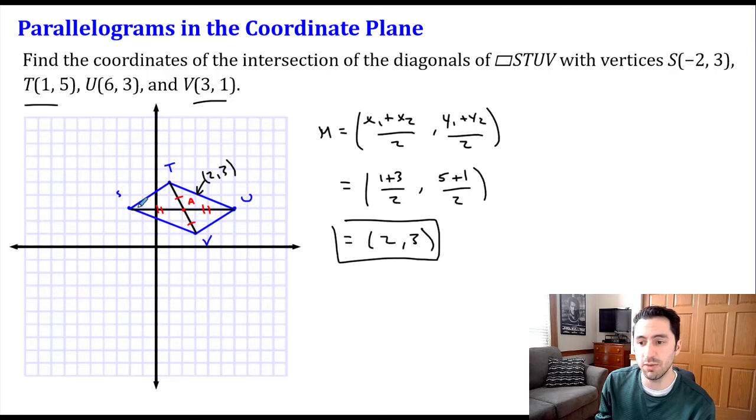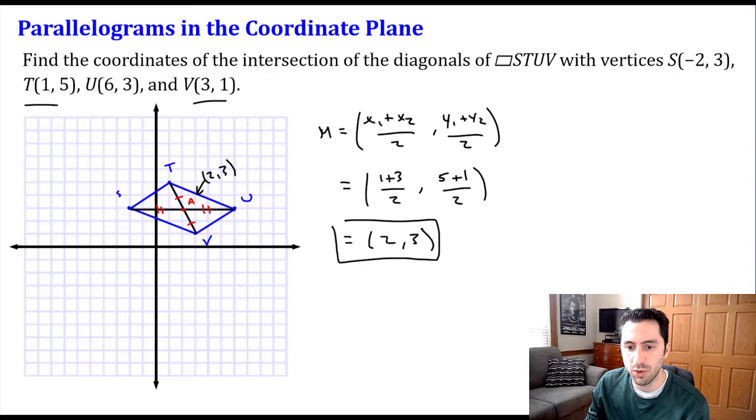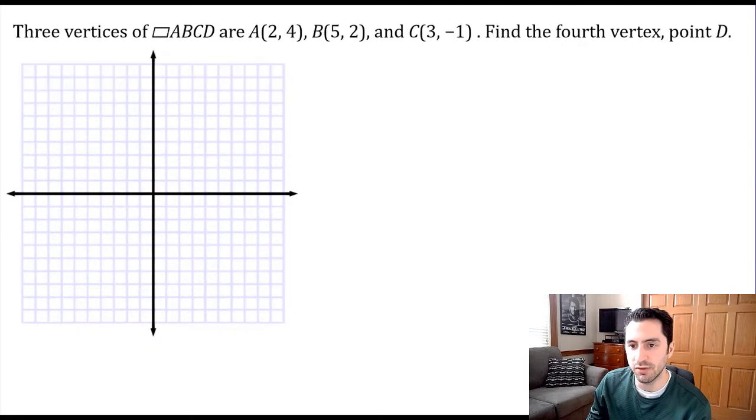So that's just one example and how we can use an algebraic formula to help us find out one of these pieces about our parallelogram. Now let's take a look at one more example, and this one's a little bit different. So in this example, I'm given 3 of the 4 vertices of my parallelogram. I need to find the 4th one. Let's start by just graphing the 3 that we are given.